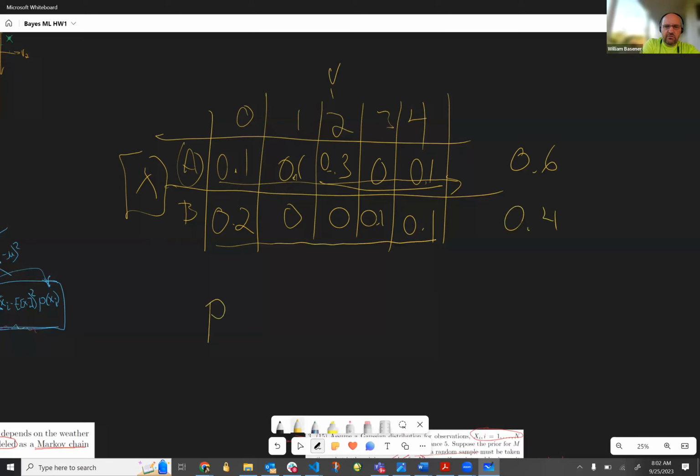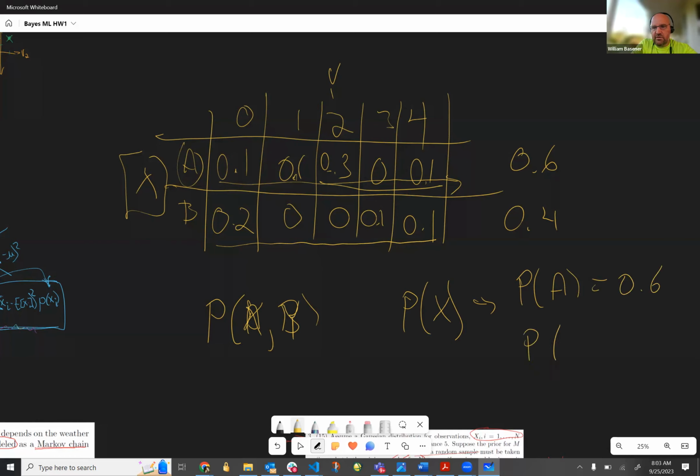So our joint distribution is P of X comma Y, that's shown by this table. The marginal distribution is a probability distribution. We might write it as P of X. And when we write P of X, we mean the probability distribution for X. So that would be the probability distribution that has P of A equals 0.6 and P of B equals 0.4.